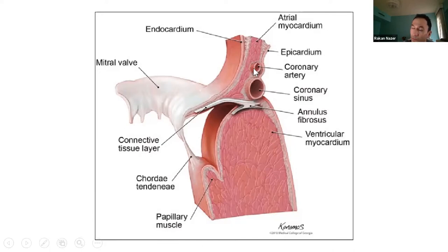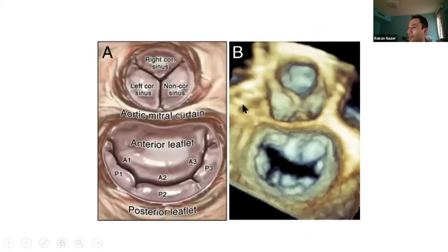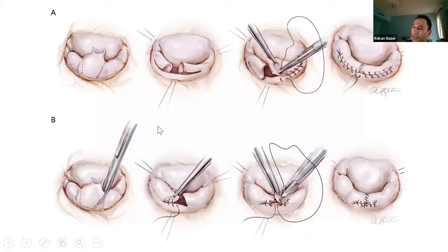Most of the time, what we see is not necessarily the stitch catching the circumflex, but the stitch is too deep, so that it pulls and kinks the circumflex rather than entering the circumflex directly. And then you have the coronary sinus here. This is the view, again, to the orientation of the aortomitral curtain, the fibrous trigones here. Now, I don't know how much I need to dwell on mitral repair, but if I can make it very simple.